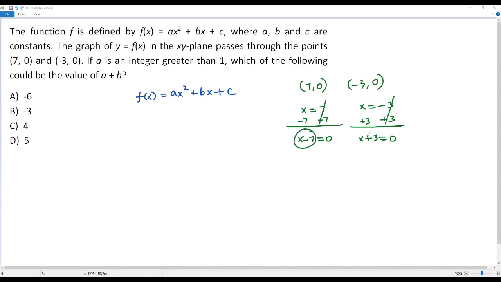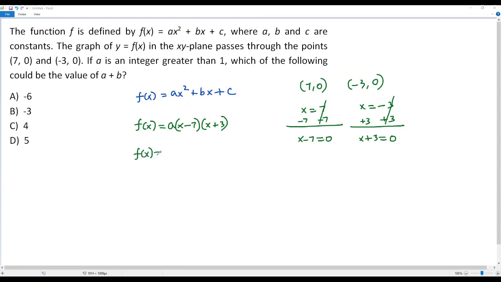Okay, this x minus 7 and this x plus 3 are the two factors of this quadratic expression. Now let me write the given function in factored form. Since the leading coefficient is a, the a should be written as it is. And now let's write the first factor, x minus 7, and the second factor, x plus 3. Okay, now I have written the given function in factored form.